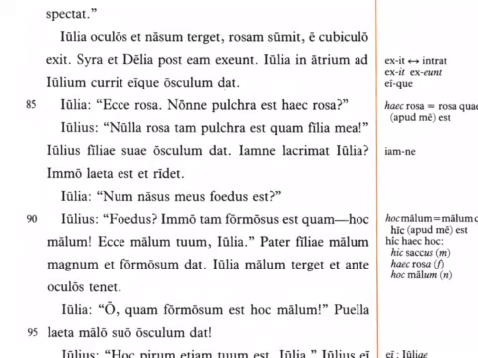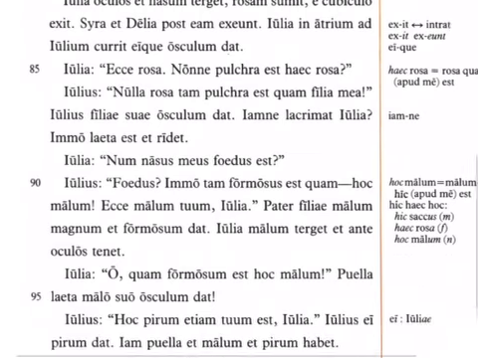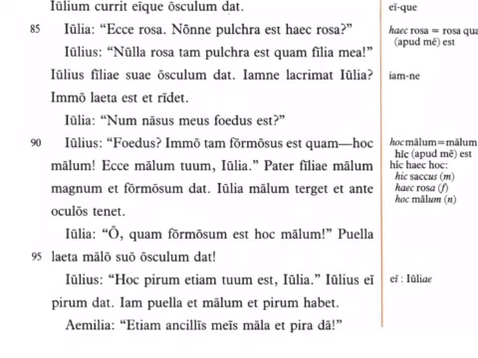Pater filiae malum magnum et formosum dat. The father gives a big and beautiful apple to his daughter. So the narrator is saying that the apple is beautiful, a good-looking apple. So again, this is likely to cheer Julia up. Julia malum terget et ante oculos tenet. She wipes the apple and holds it in front of her eyes. It might be wipes in the sense of polishes, right? Make it look even shinier.